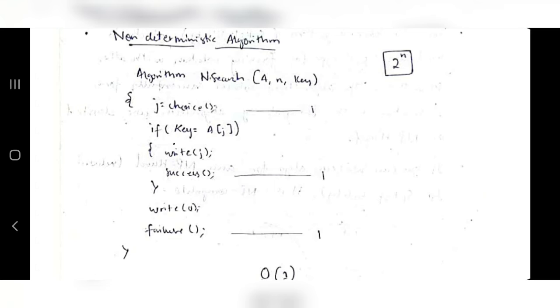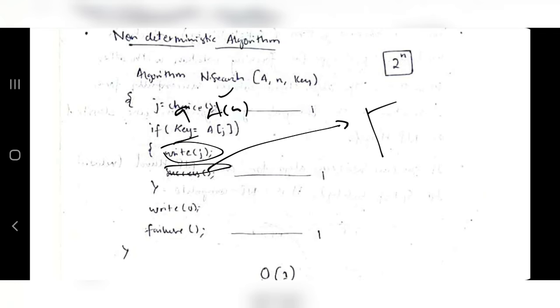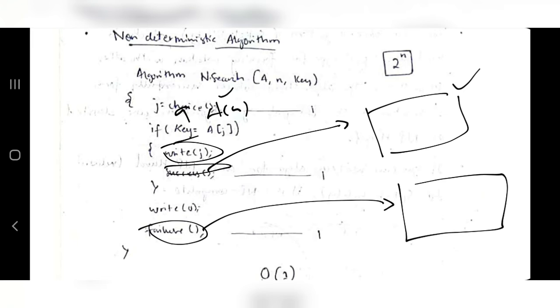Then we'll be checking if the key, which is 9, is present at A of J, which is A of 4. Yes, it's present. Then we will write it and call the success function. What it does is inform the computer that the key has been found. And the failure function: if we don't get the key, we'll call the failure function to tell the computer that the key has not been found.